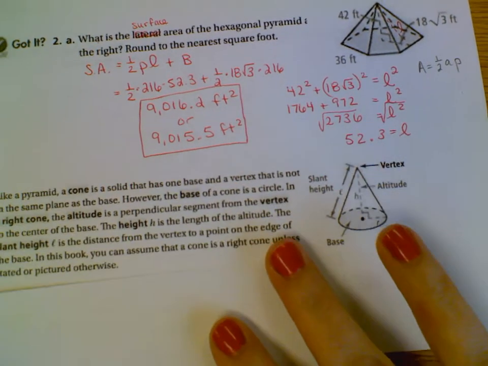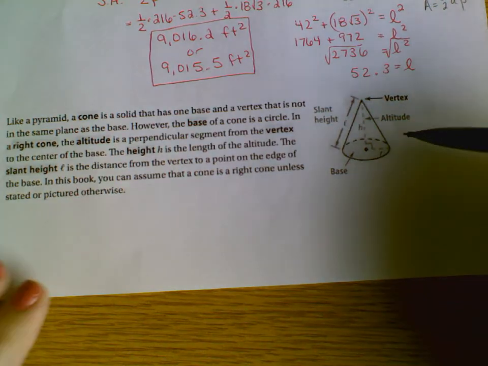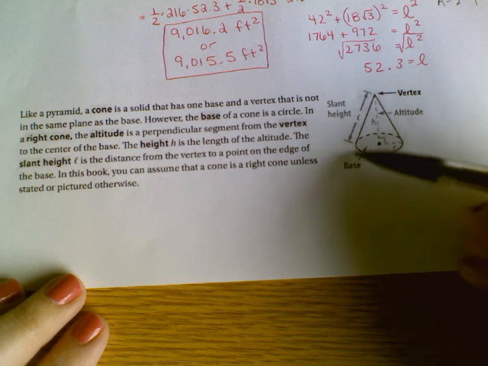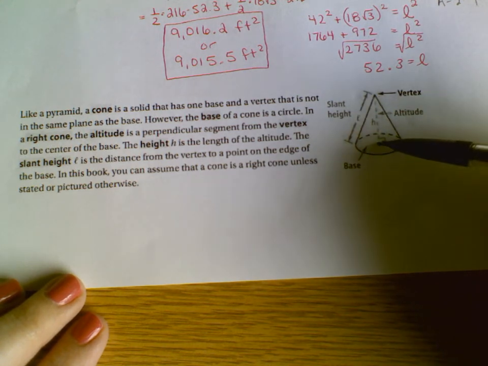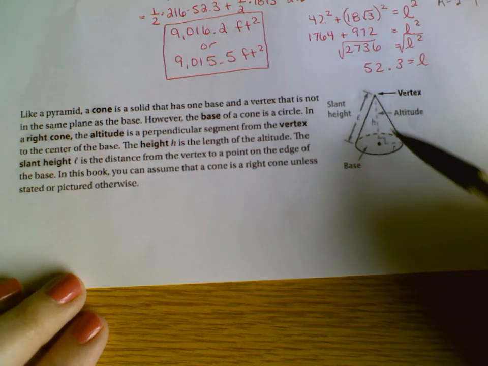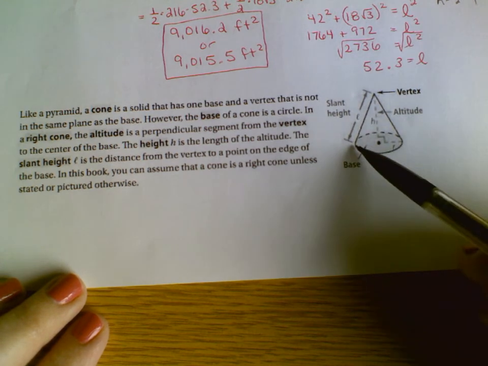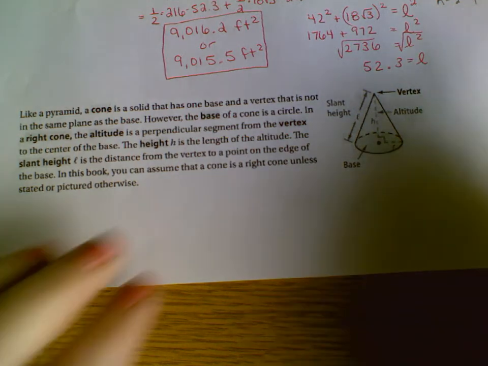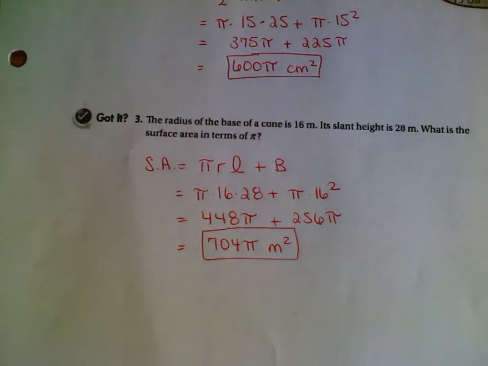Okay, so now let's look at a cone. So a cone is the same thing as a pyramid, except for now the base is a circle. You still have a vertex, you still have the height or the altitude, and then your slant height is still on the side. So this would be one continuous rectangle if you unwrapped it around, and then you still have your base that's on the bottom. So let's find the surface area then.